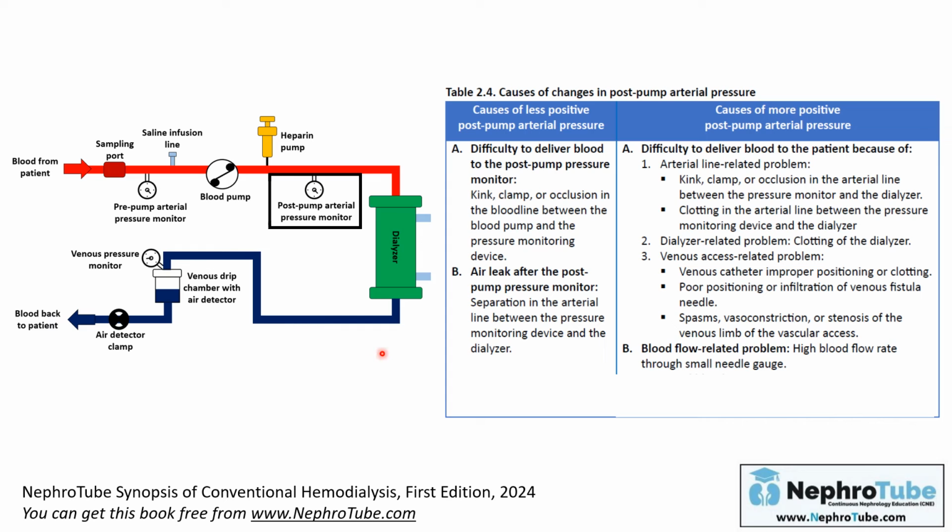The second point that may cause resistance to the blood returning to the patient and cause a high pressure in the post-pump arterial pressure monitor is using a high blood flow through a small needle. So a small needle gauge will resist the high blood flow that is coming back to the patient, causing high pressure in the post-pump arterial pressure monitor. Finally, if there is increased blood viscosity, this will cause increased resistance and increased post-pump arterial pressure.